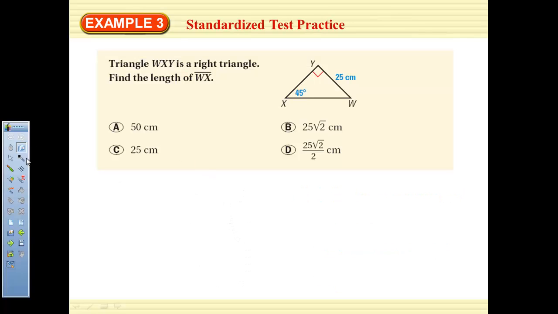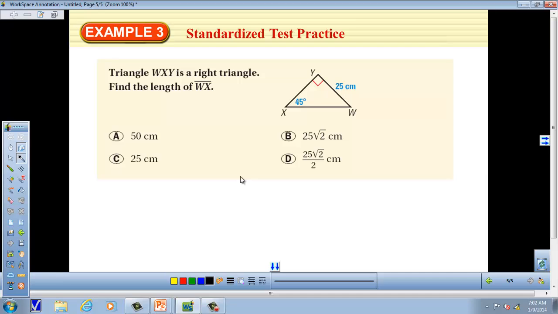Alright, here's another one. Lots of examples here. We know this side is 25 and this is 45 degrees, so automatically that's 45 as well. This is 25 centimeters, and so the hypotenuse, since this is our x, and this is our x rad 2, this has to be 25 rad 2. Our answer is B.